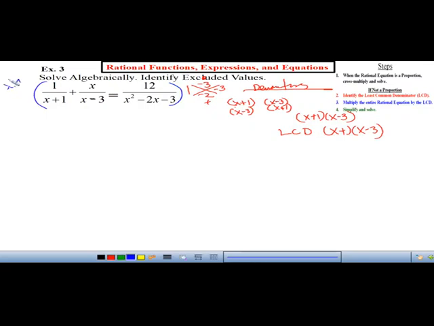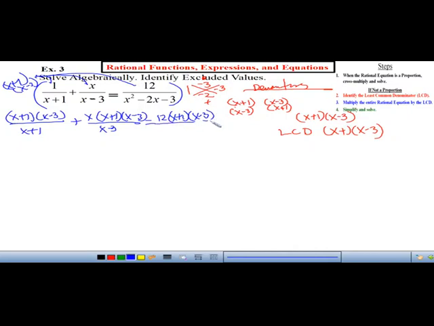X plus 1, x minus 3 times the first one. So we get x plus 1, x minus 3 over x plus 1, plus x times x plus 1, x minus 3 over x minus 3 equals. So we did this one times that, now this one times that. 12 times x plus 1, x minus 3, and the denominator is x plus 1, x minus 3. All right?